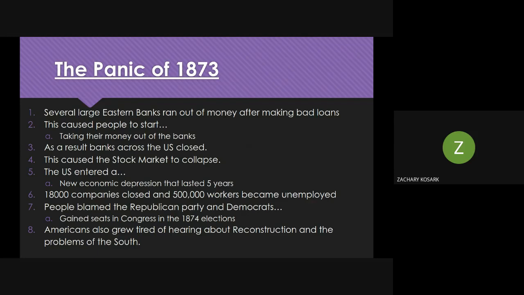Essentially what happens is you have banks run out of money. People take their money out of the banks, which causes even more banks to run out of money. Those banks close. The stock market collapses. That's where you get a depression. This lasted for 5 years. 18,000 companies closed in the United States during this 5-year period, and 500,000 workers became unemployed.